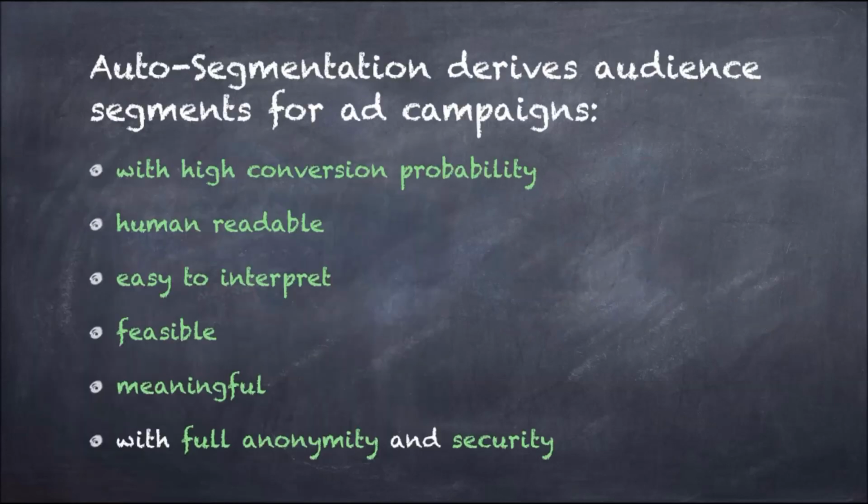Overall, auto-segmentation derives segments which have high conversion probability and they are human-readable, easy to interpret, feasible, meaningful, and of course they preserve full anonymity and security.